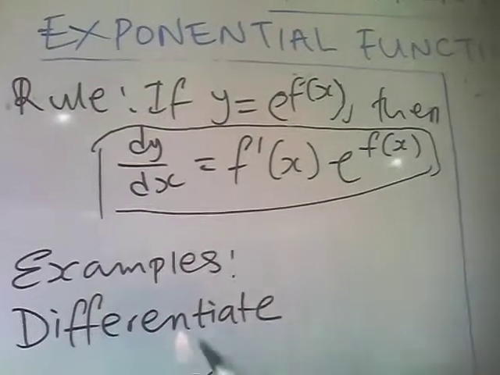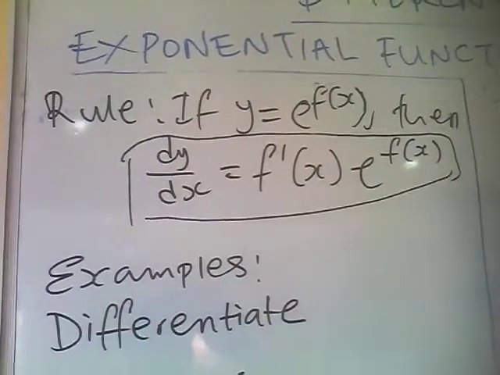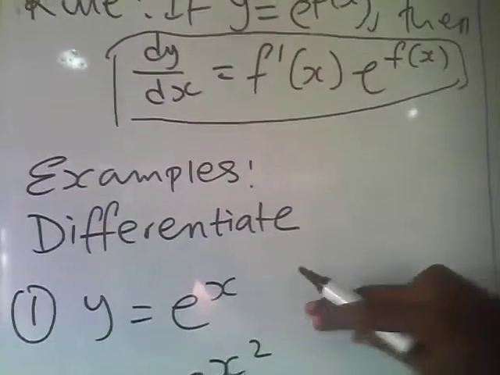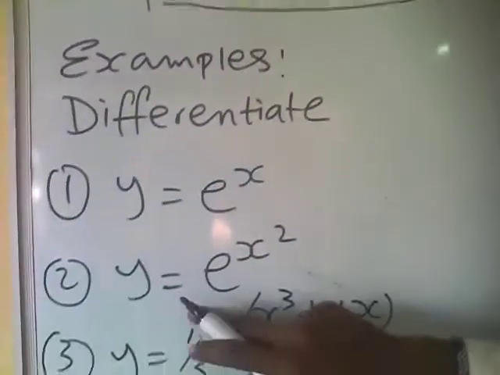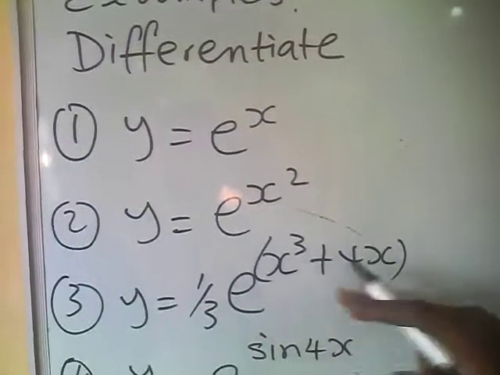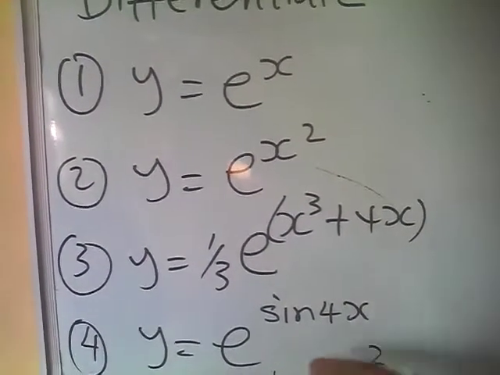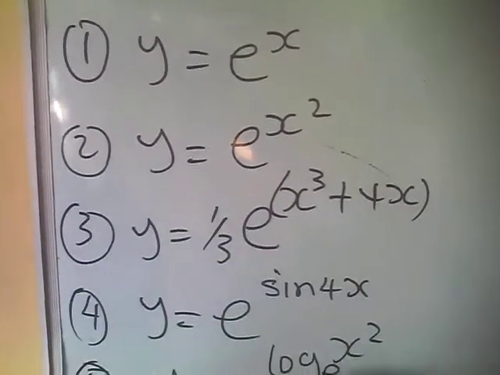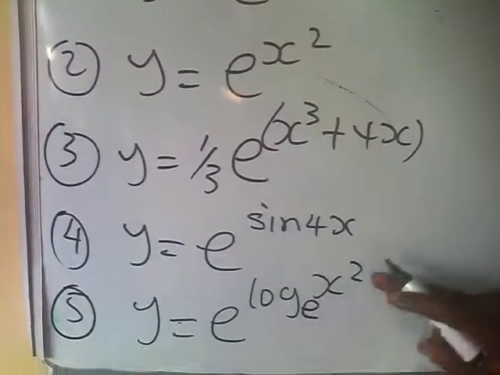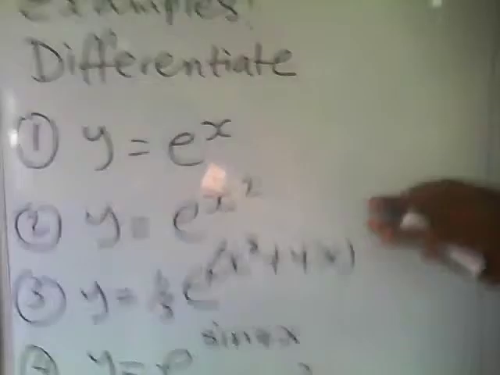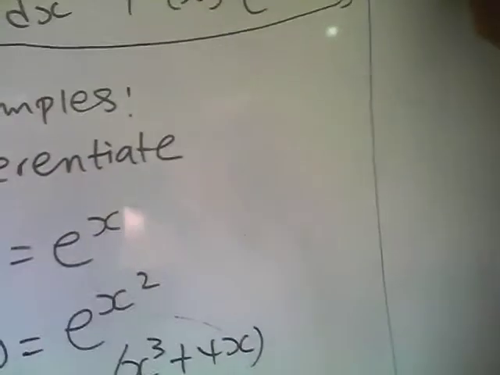Now, we have 5 examples here. y equals exponential x, y equals exponential x squared, y equals 1/3 of exponential x cubed plus 4x, y equals exponential sine 4x, and y equals exponential log x squared to base e. If we are to differentiate these, we start with number 1.